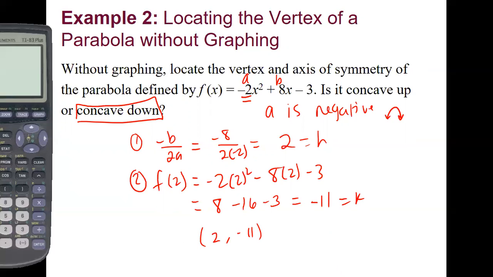And we know that our function is concave down. Because our vertex is at 2, negative 11, that means our axis of symmetry is at x equals 2. We got our vertex, our axis of symmetry, and we answered the question. Is this something you feel like you could do on your own?